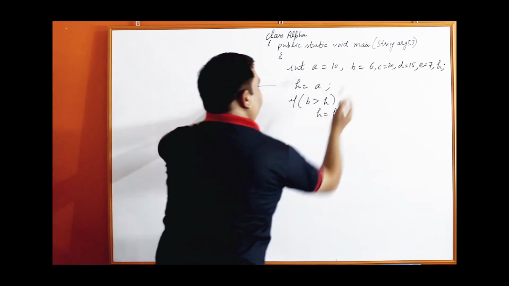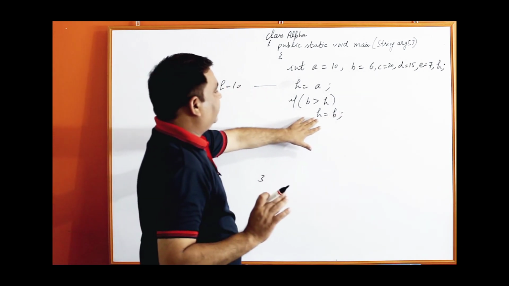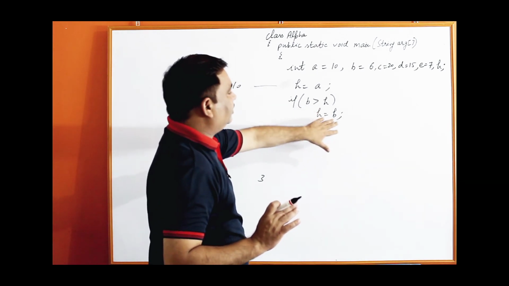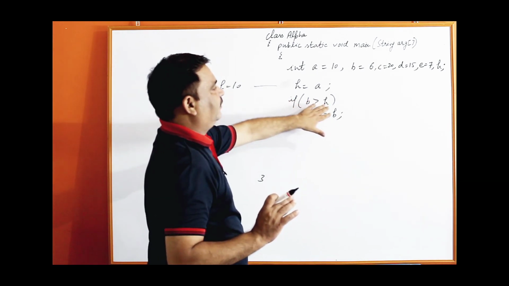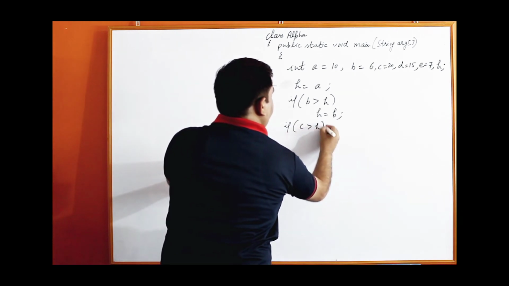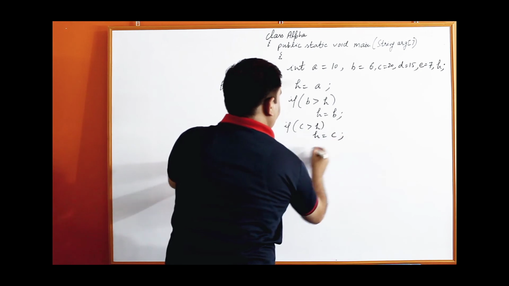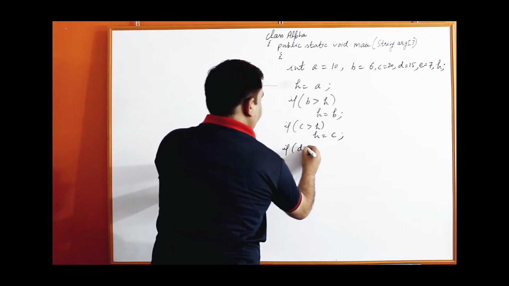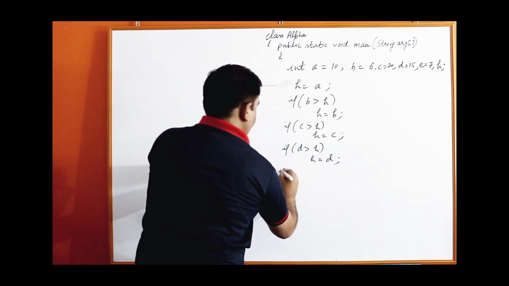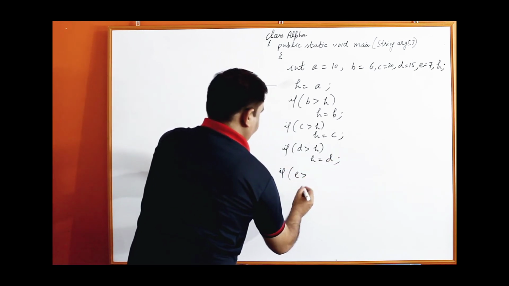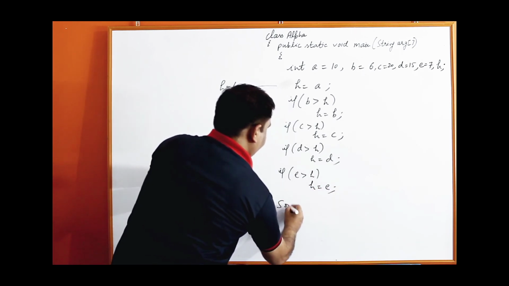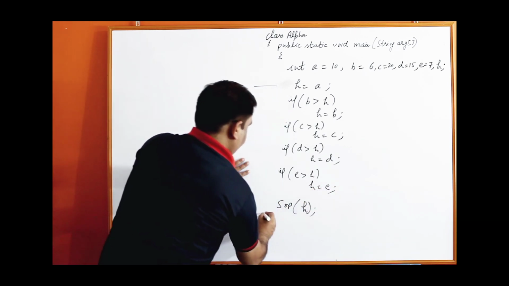If suppose it was 60, then H will become 60, because 60 is greater than 10. Now H will not be changed, so this condition is false. Now apply the same condition. If C is greater than H, H equal to C. Same process. If D is greater than H, H equal to D. If E is greater than H, H equal to E. Finally, print the value of H.